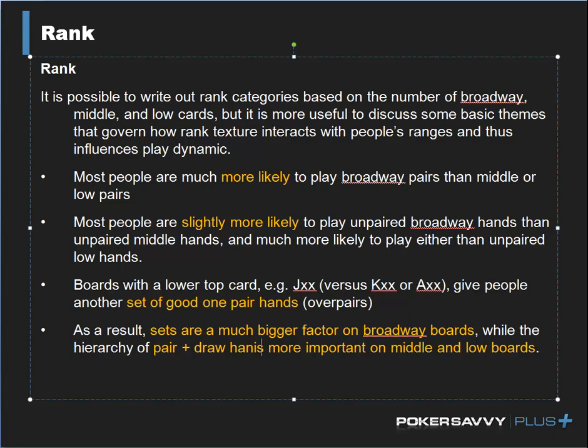Pair plus draw hands. So what I really want to focus in on here is that a bare one pair hand is never going to be worth much in PLO. But if you look at a board like, I don't know, Jack 8-2, there's going to be a lot fewer combinations of sets than on a board like Ace Queen 9. And I chose those two boards for a reason.